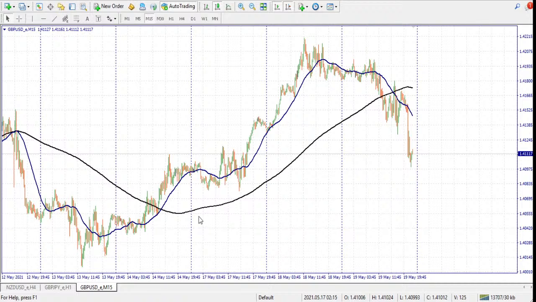Look at what happened when the cross happened at this point. We had a buy position here. And then when the opposite cross happened, we had a sell position. So our main objective here is to enter, and then you fix your stop loss below the previous low or above the previous day's high. And then you take your profits as fast as you're in the money.